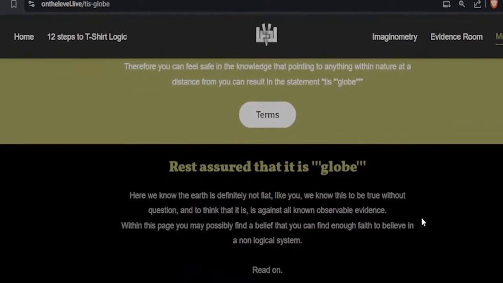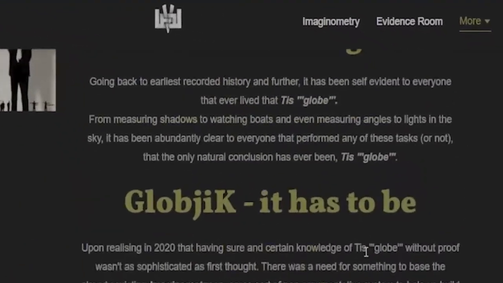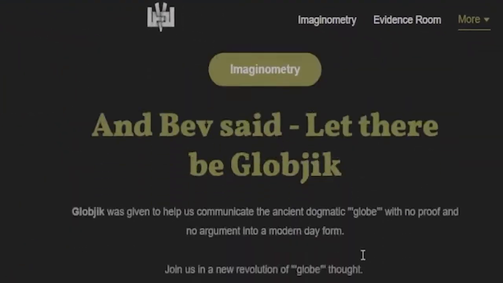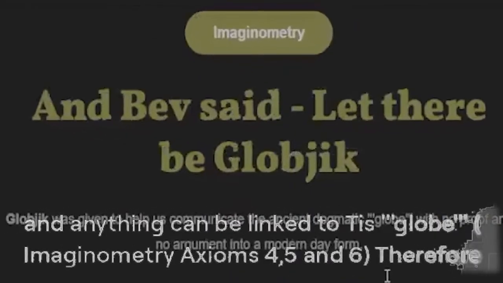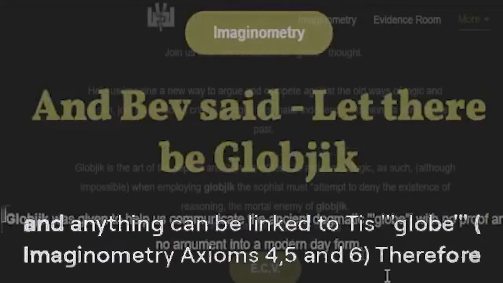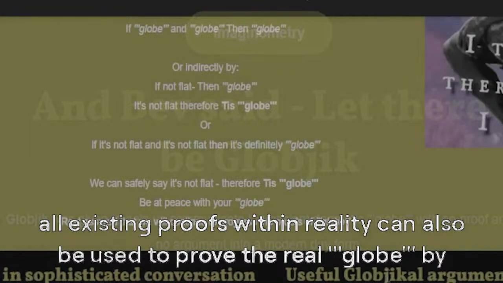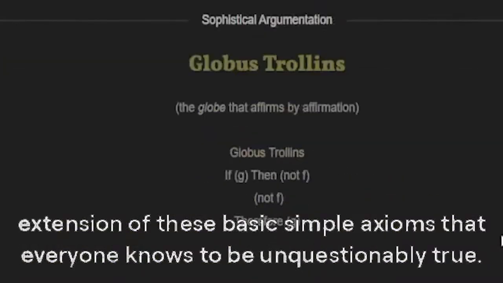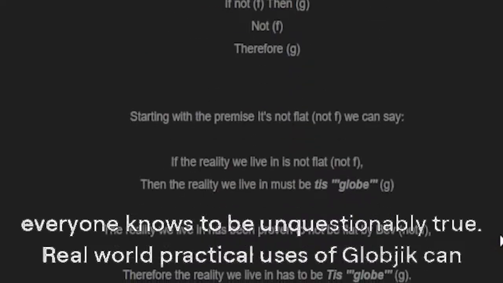So I asked, what is your proof of globe? Well, it's dogmatic, isn't it? Everyone knows tis globe. It has been shown that with logic everything and anything can be linked to tis globe. Geometry axioms 4, 5, and 6. Therefore, all existing proofs within reality can also be used to prove the real globe by extension of these basic, simple axioms that everyone knows to be unquestionably true.